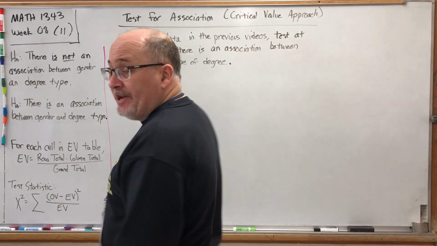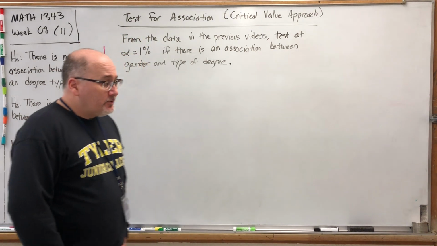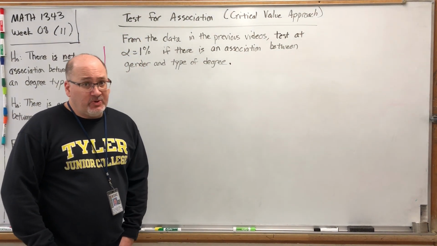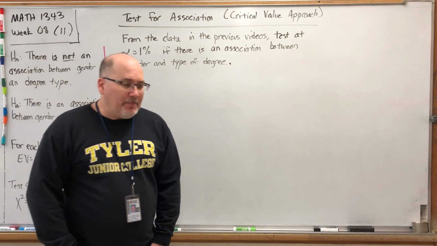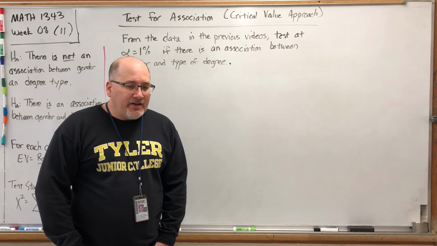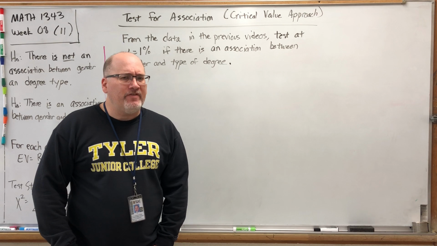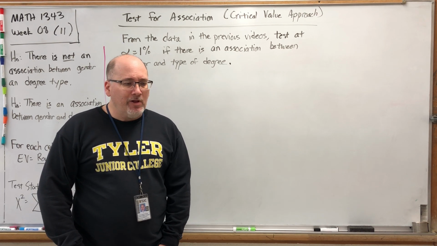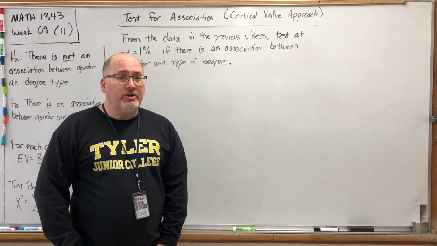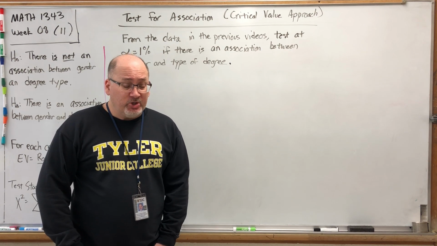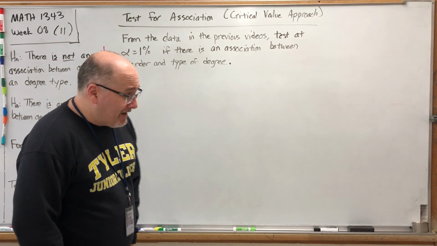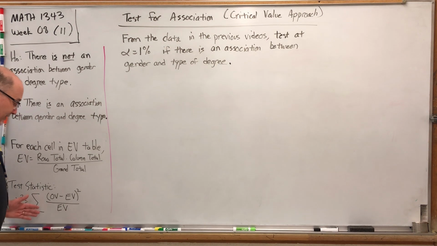Well, it's time to put it all together. So far we've talked about what a test for association is, how to state the hypotheses, how to calculate the expected value of each cell in the contingency table based on the totals in the observed values contingency table, and how to calculate the test statistic using the same formula that we used for the test statistic for a goodness of fit test. So now it's time to put it all together. Test for association, critical value approach.